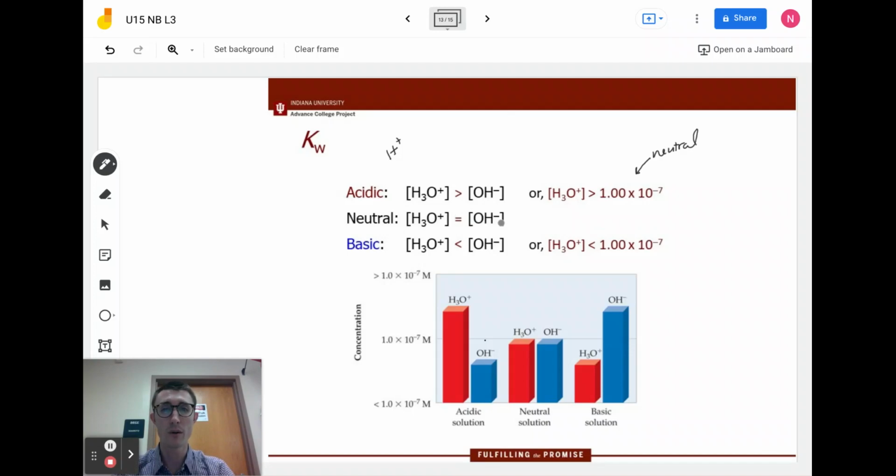So neutral, H3O plus equals OH minus. They both would be 1 times 10 to the negative 7th. If it's basic, we've got more hydroxide, okay? So more hydroxide if it's basic. So our OH minus concentration is higher in a basic solution. Or hydronium is less than 1.00 times 10 to the negative 7th. So we've got less than 1 times 10 to the negative 7th here. Okay, we can use this to complete quantitatively some calculations.